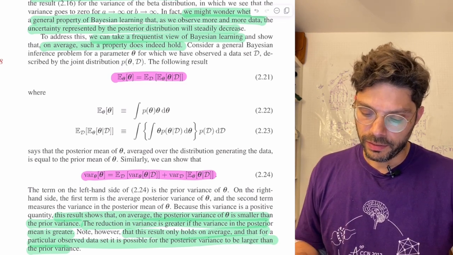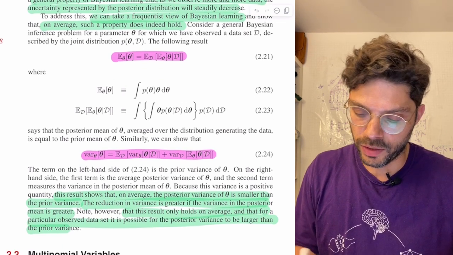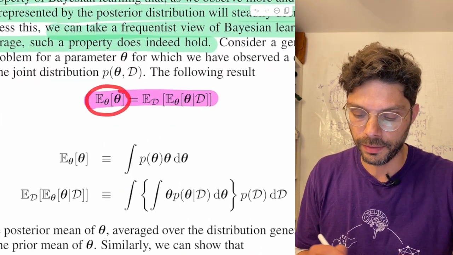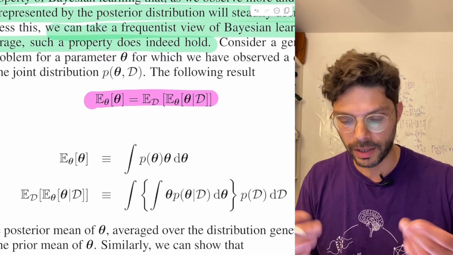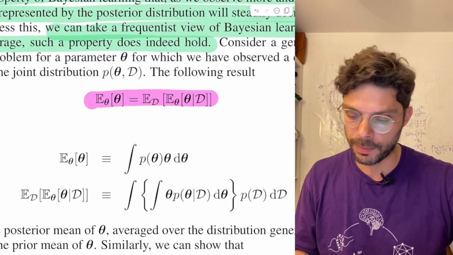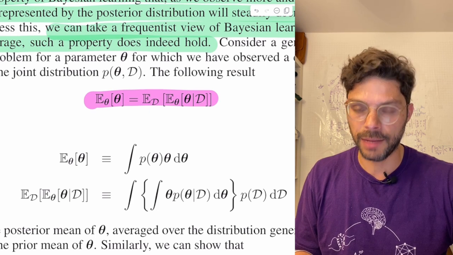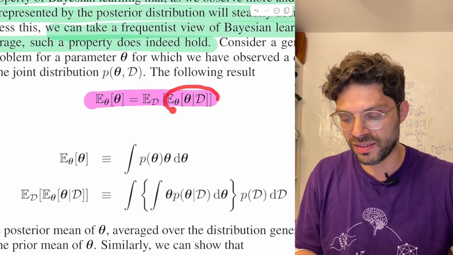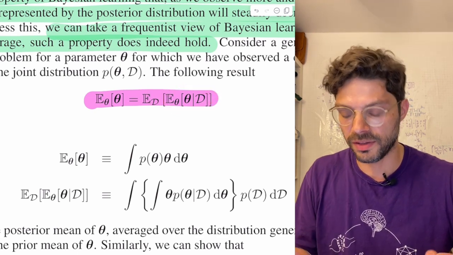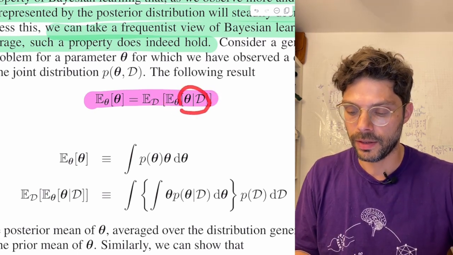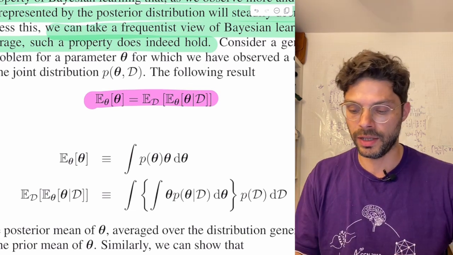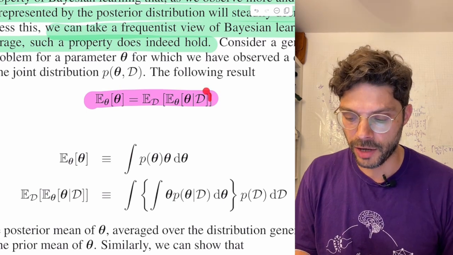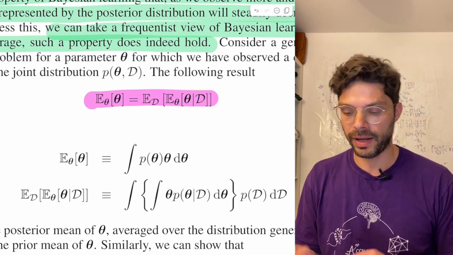So the following result says that, so what does this thing say? It says that the expectation over theta, so I guess that's the prior expectation on that parameter, is the same as the expectation over data sets of the posterior expectation. So two things are happening. Here you are computing theta after seeing the data set, and now you compute the expected value of theta after that.